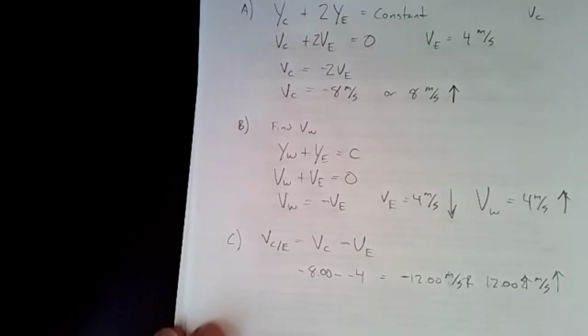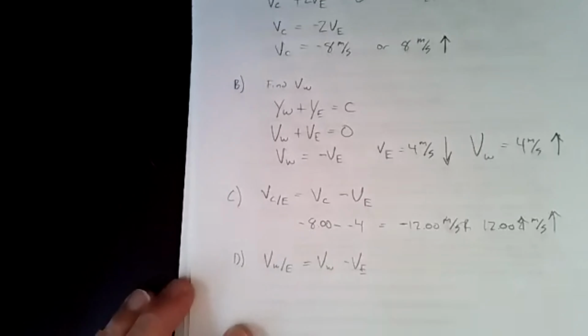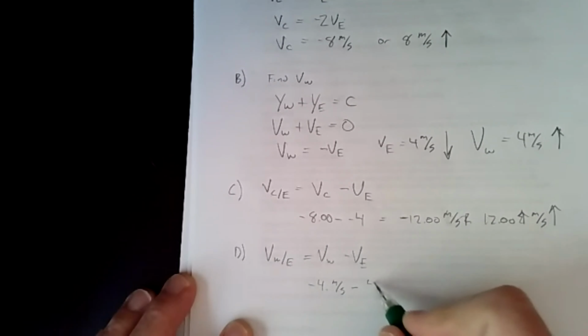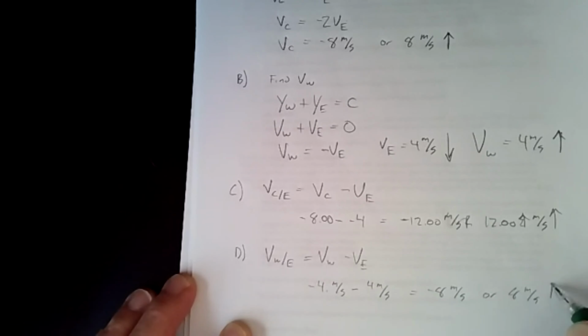And then we have VW relative to E. And that, of course, is going to be VW minus VE. And so similar, in this case, we have minus 4 meters per second minus 4 meters per second gives us negative 8 meters per second, or 8 meters per second going up.